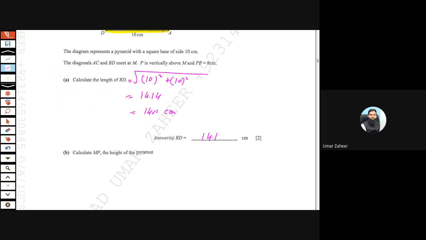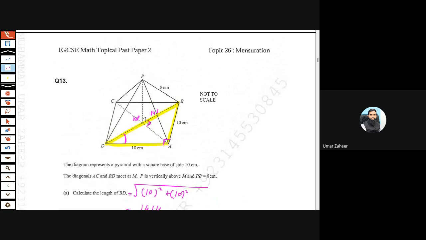In the next part, he says that you have to calculate the height of the pyramid. The height of the pyramid means this is the length, this dotted line, that you need to find. Okay, so how can we find it?